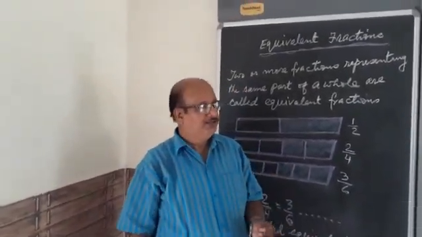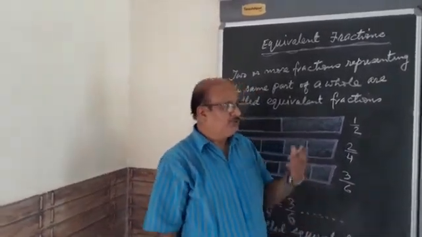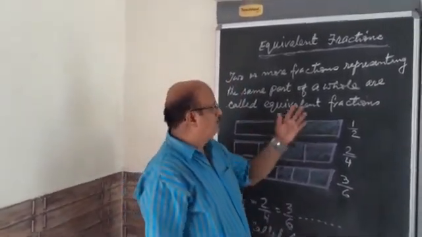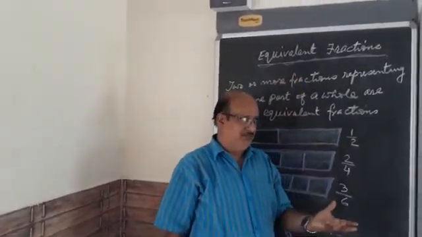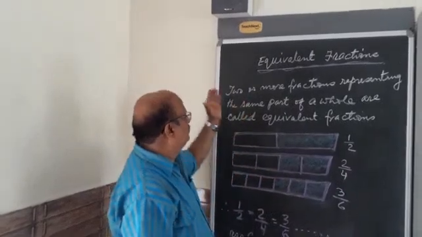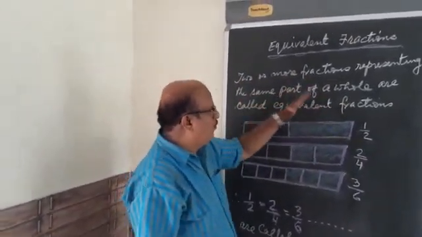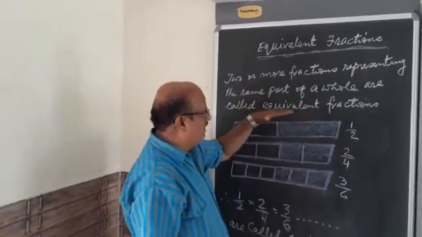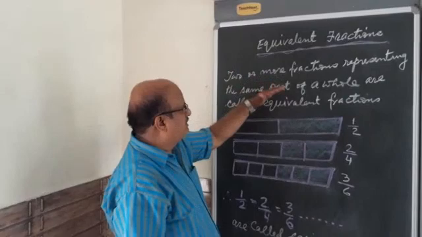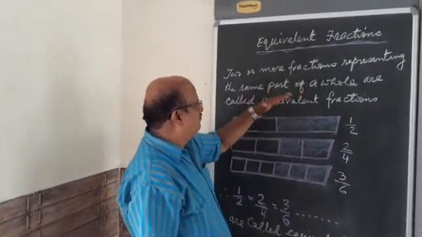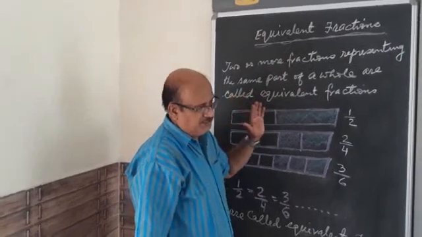Welcome back to the chapter of fractions again. So today in our topic we are going to deal with equivalent fractions. What are equivalent fractions? The definition goes: two or more fractions representing the same part of a whole are called equivalent fractions. I repeat, two or more fractions representing the same part of a whole are called equivalent fractions.